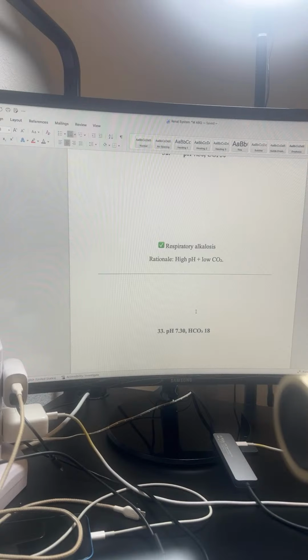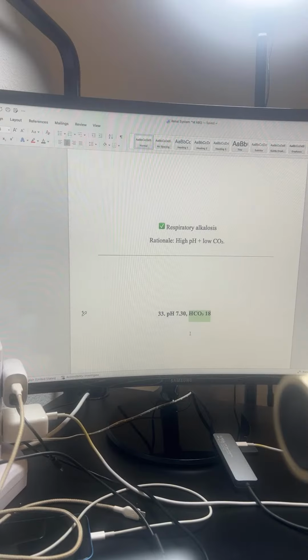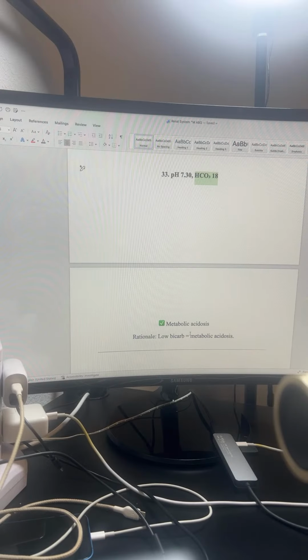Let's see, someone says respiratory. Remember, this is the HCO3, all right? This is HCO3, not CO2. So metabolic acidosis, not respiratory. So you have your low bicarb, and this is acidotic, so it's going to be a metabolic acidosis problem here.